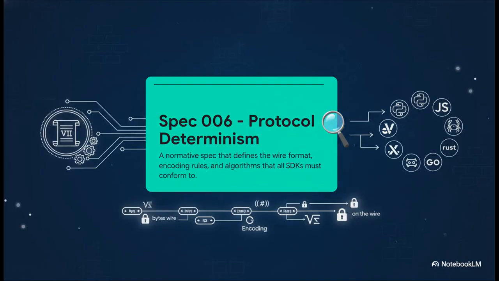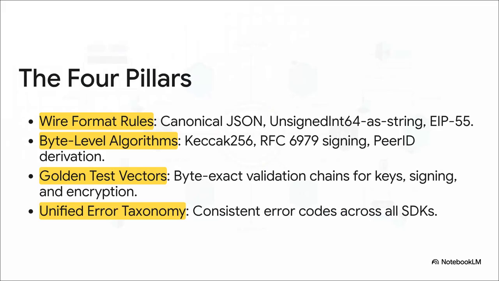So, spec 006 is totally unique because it doesn't have an API. You don't call it, you don't interact with it. Its sole purpose in life is to be the Constitution, the universal rulebook that dictates exactly what bytes have to look like on the wire, how they're encoded, and which crypto algorithms must be used, period. And it pulls this off through 4 main pillars.